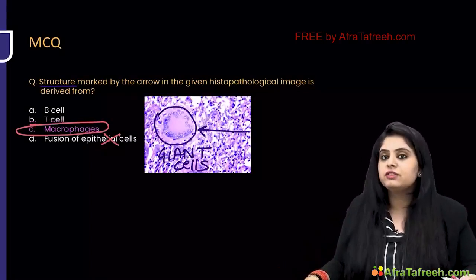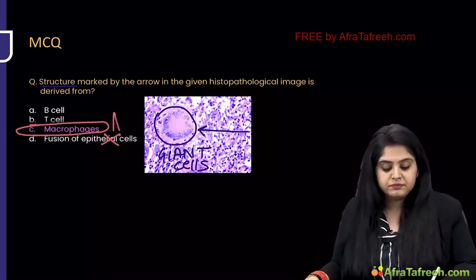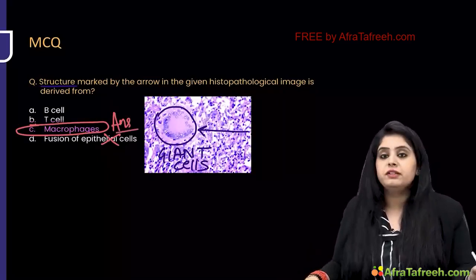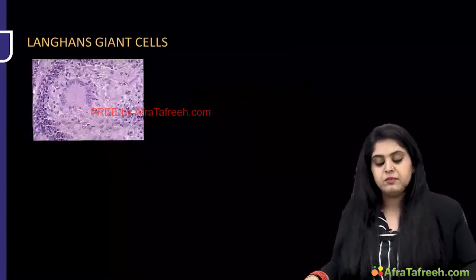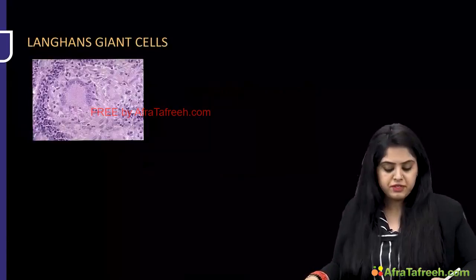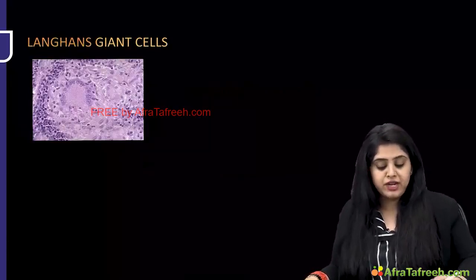Everything was about macrophages now over here. So that is going to be the answer. I hope everyone's okay for this. Now I start with the types of giant cells. The first one is everyone's favorite. It's written in front of you. It's the Langerhans giant cell.